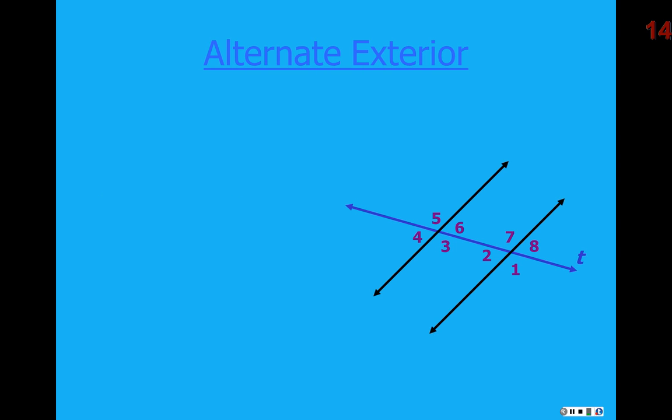All right, what about alternate exterior? What does that mean? Opposite outside. So let's get rid of the inside ones. So which angles are equal? 4 and 8. And what else? 5 and 1.